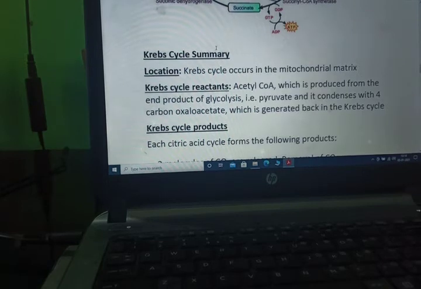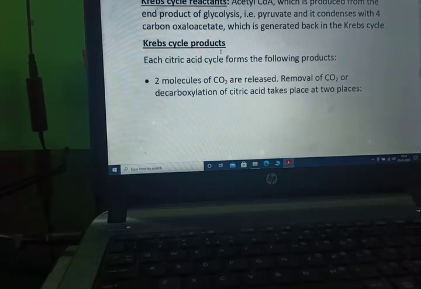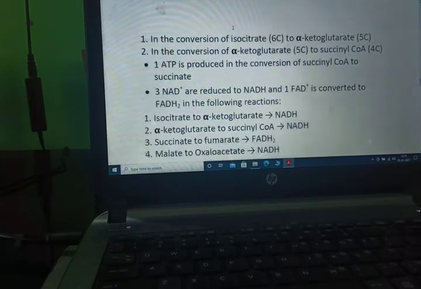Now the summary: it occurs in the mitochondrial matrix. Its reactant is acetyl coenzyme A, which is produced from the end product of glycolysis, that is pyruvate, and it condenses with 4 carbon oxaloacetate, which is generated back in the Krebs cycle. Now the Krebs cycle products: each citric acid cycle forms the following products. 2 molecules of carbon dioxide are released. Removal of carbon dioxide, or decarboxylation, of citric acid takes place at 2 places.